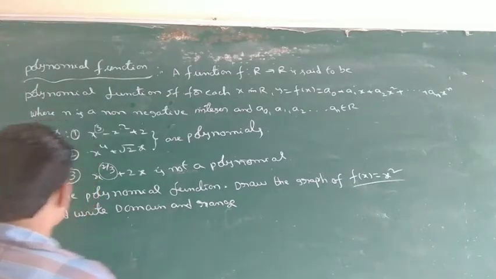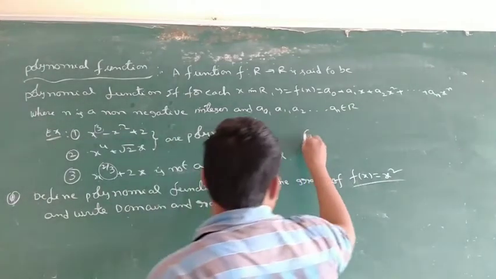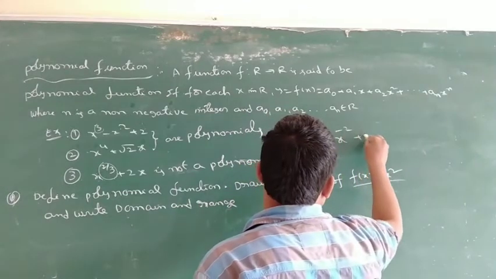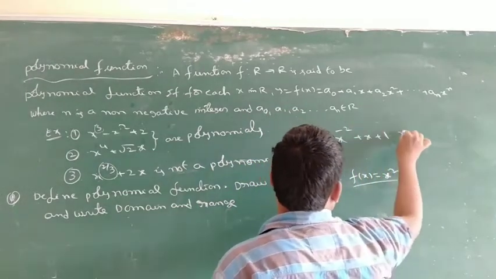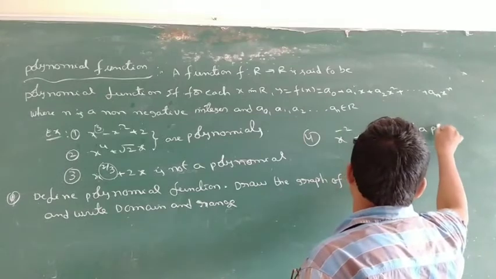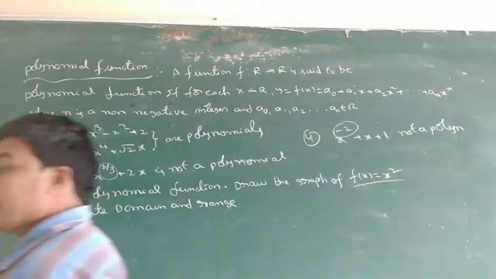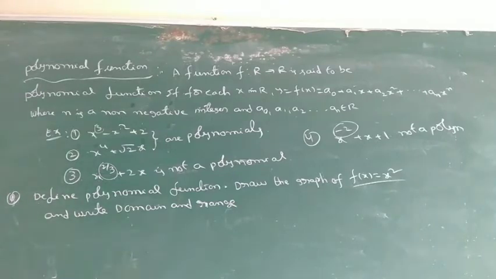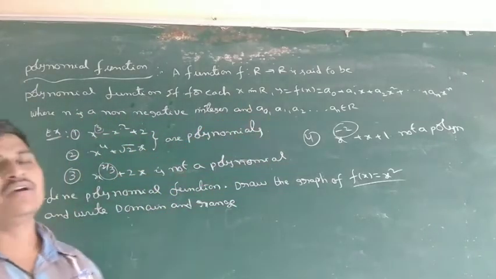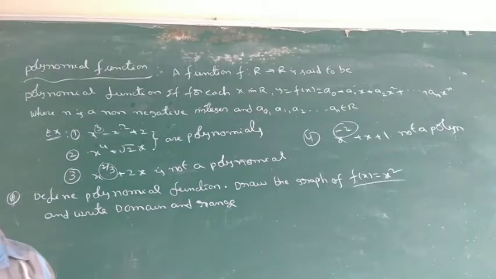Some more examples. For example, x power minus 2 plus x plus 1 is not a polynomial because the power is a negative integer. Here n must be a non-negative integer. There are many examples.